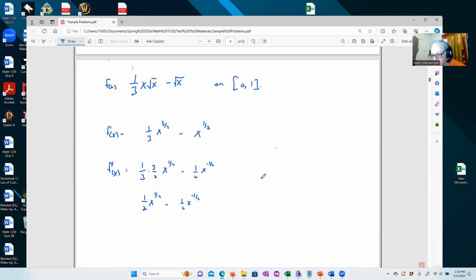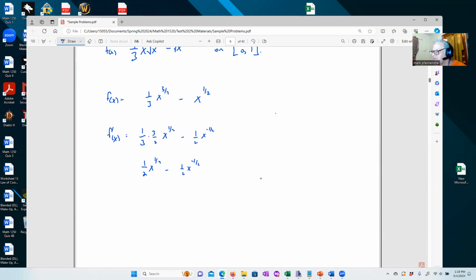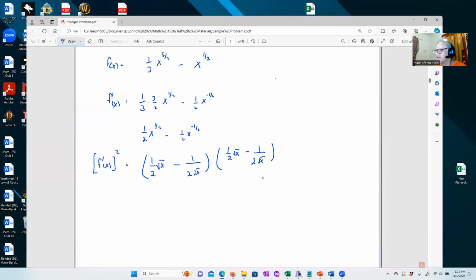Since we're about to do a bunch of algebra, eventually we're going to have to square this whole thing. So f prime of x squared is going to be 1/2 square root of x minus 1/2 square root of x, like that. I'll write this all out so we make sure that we FOIL this out correctly. Okay, so let's go ahead and FOIL this out.